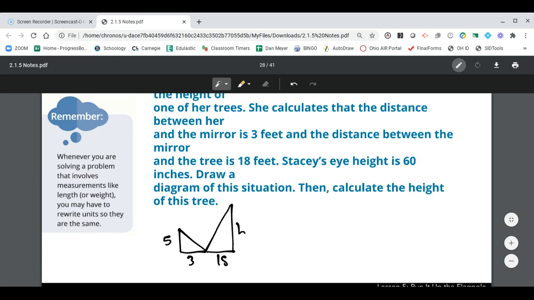A proportion we could set up would be the height of the tree corresponds with Stacy's eye height, and we can set that equal to another ratio. 18 is the base of the large triangle, and it corresponds with the small triangle's base of 3. So cross multiply, 3h equals 90. Divide both sides by 3, and we get h equals 30. And that would be in feet.